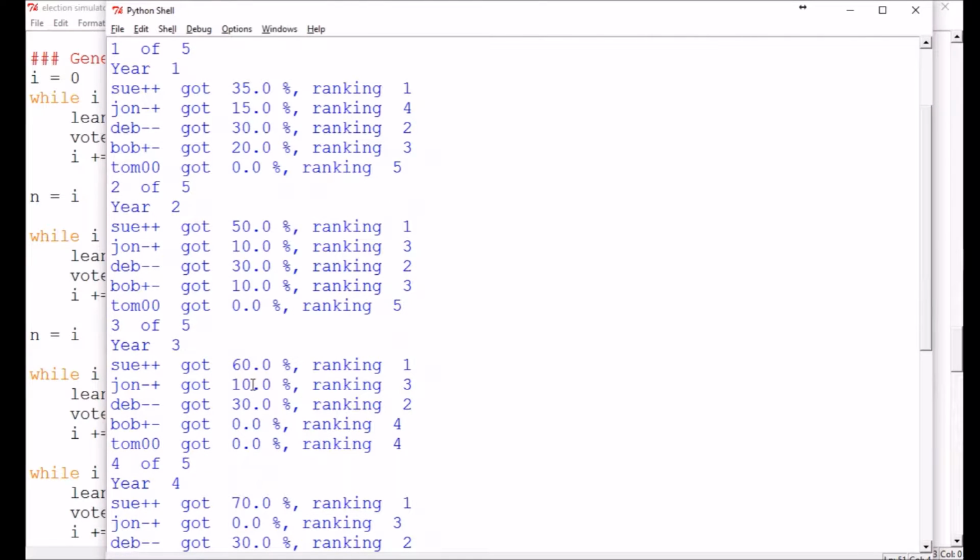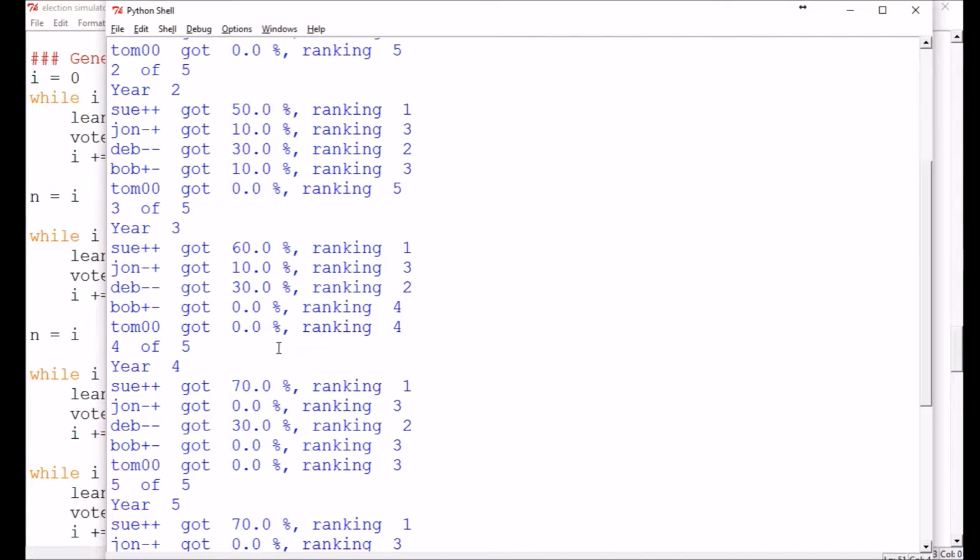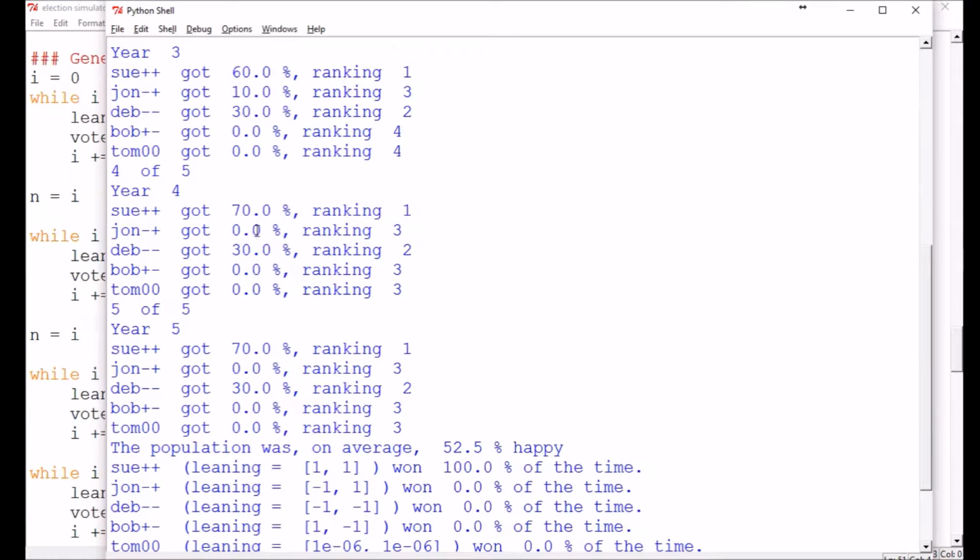In year 3, the effect gets exacerbated, and so Bob has completely lost all of his votes. So at this point, Bob is effectively no longer in the race after just 2 election cycles. By year 4, John is completely out of the race, and it's between Sue and Deb. And of course, by year 5, it's just repeating that.